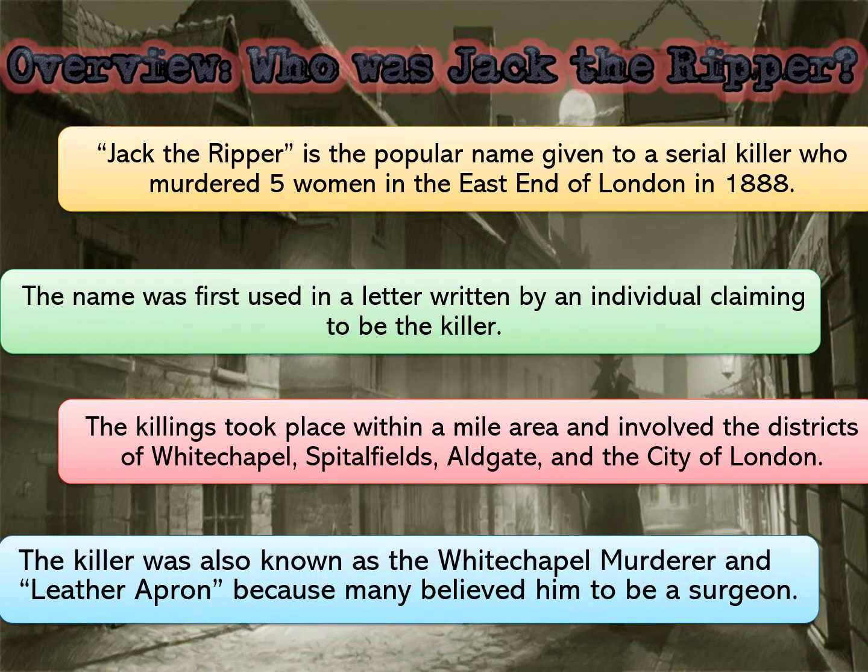The killer was also known because of that as the Whitechapel Murderer or Leather Apron, and that's because a lot of people thought he was maybe a surgeon, and at the time in Victorian Britain, surgeons obviously would not have been wearing the same sort of things as we would see them with today. It would be more common that they would wear a leather apron over their normal clothes when they were performing surgery and things like that.